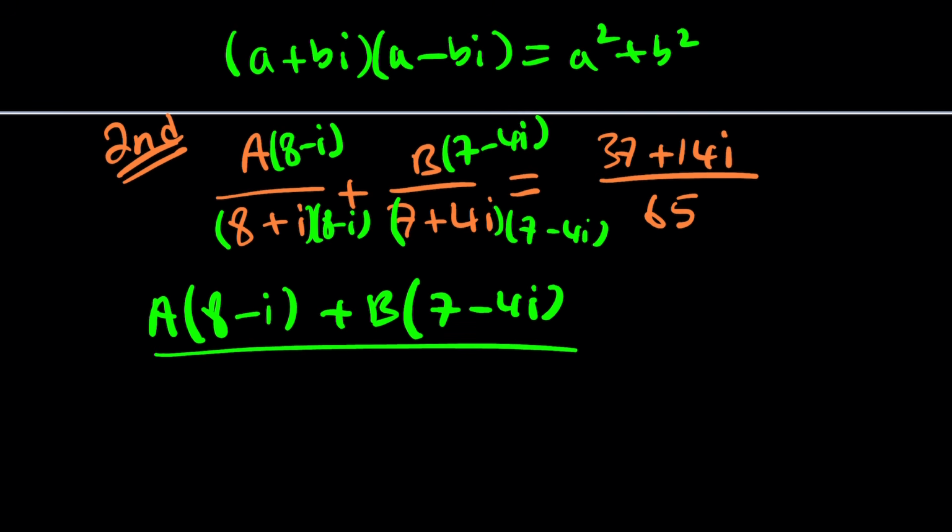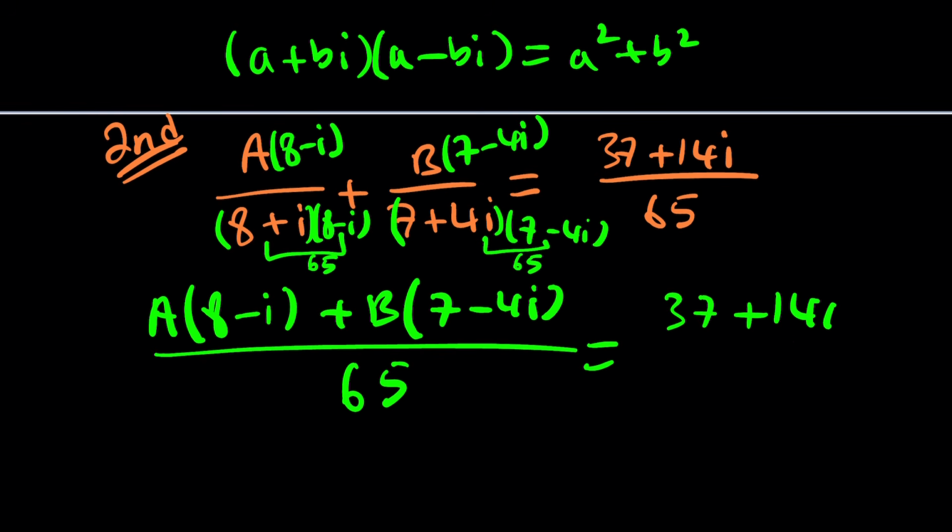And in the denominator, wait a minute, do we have a common denominator? Yes, we do, because you know why? This is 64 plus 1, which is 65. This is 49 plus 16, again 65. That's how I came up with this problem. I needed two sets of squares that add up to 65, and it just worked, okay?